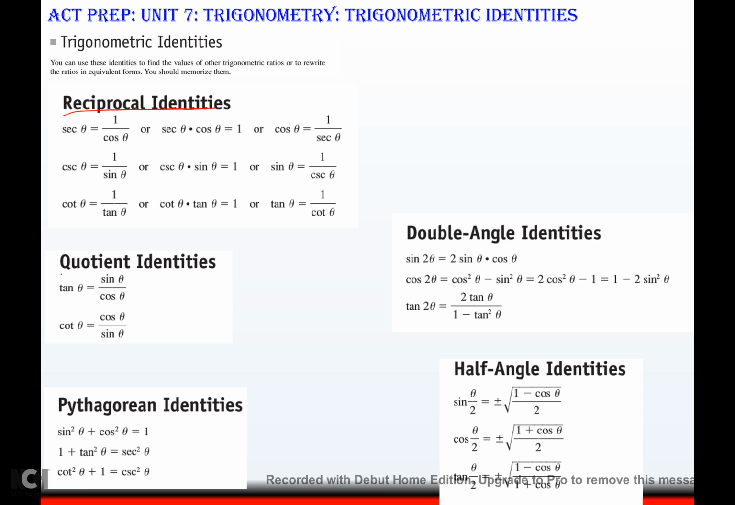Okay, your quotient identities, these are important. A lot of times this helps us. So you can rewrite tangent as sine over cosine. And you can rewrite cotangent as cosine over sine of the same theta.